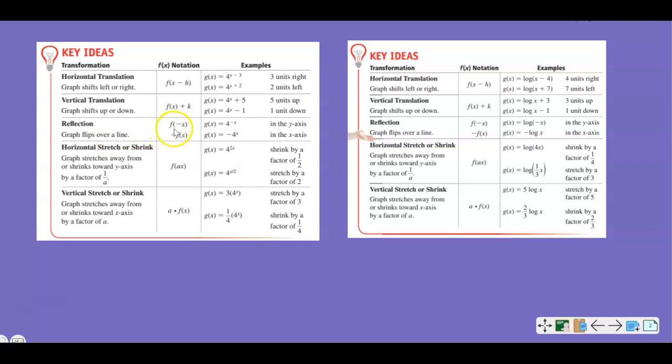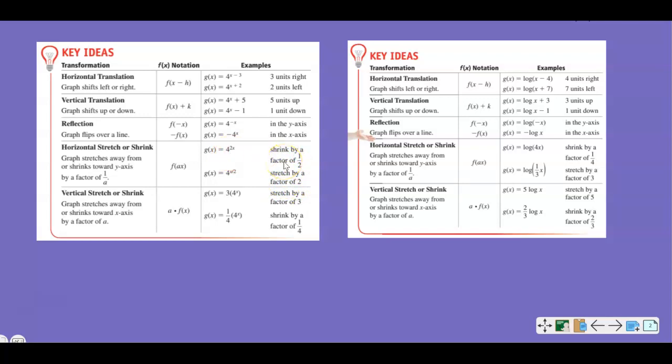A reflection, again, remember if the negative is inside the parentheses, it's going to reflect across the y-axis. If the negative is in front of your f of x, it's going to reflect across the x-axis. And then you've got a horizontal shrink or stretch. And again, the a is inside the parentheses here. You can see this 2. It's a shrink by a factor of 1/2 and a stretch by a factor of 2. So again, you can see it's kind of opposite the way you think.